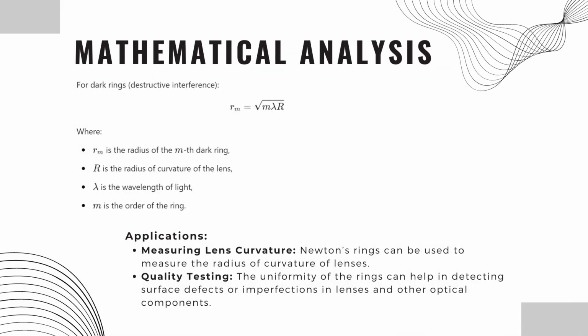Mathematical analysis. For dark rings, destructive interference, Rm equals the square root of mλR, where Rm is the radius of the m-th dark ring, R is the radius of curvature of the lens, λ is the wavelength of light, and m is the order of the ring. Applications of Newton's rings include measurement of lens curvature and irregularity testing.